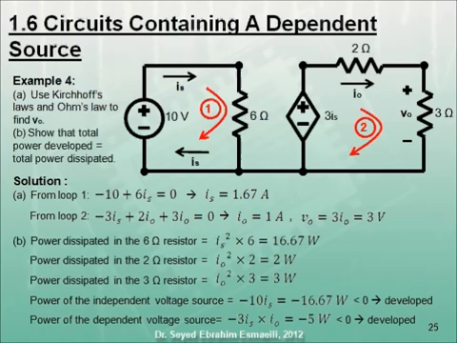In this section of the lecture, we will solve examples with independent and dependent sources. The same basic principles apply, except here, in order to find the voltage or current generated by the dependent source, we need to find the controlling current or voltage. In part A of example 4, we will use Kirchhoff's laws and Ohm's law to find V0. In part B, we will show that the total power generated is equal to the total power dissipated.